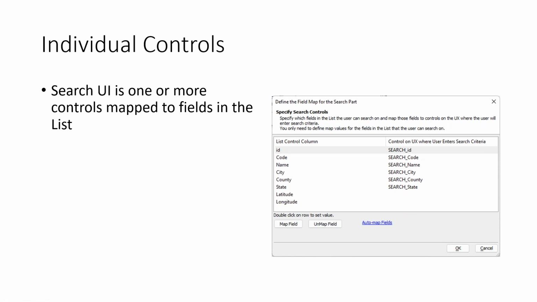You can't map multiple controls to the same column, nor can you map the same column to multiple controls. But for a really basic search of a city or a customer name or a phone number, just providing that as a real quick interface is very easy to create and very easy to use.